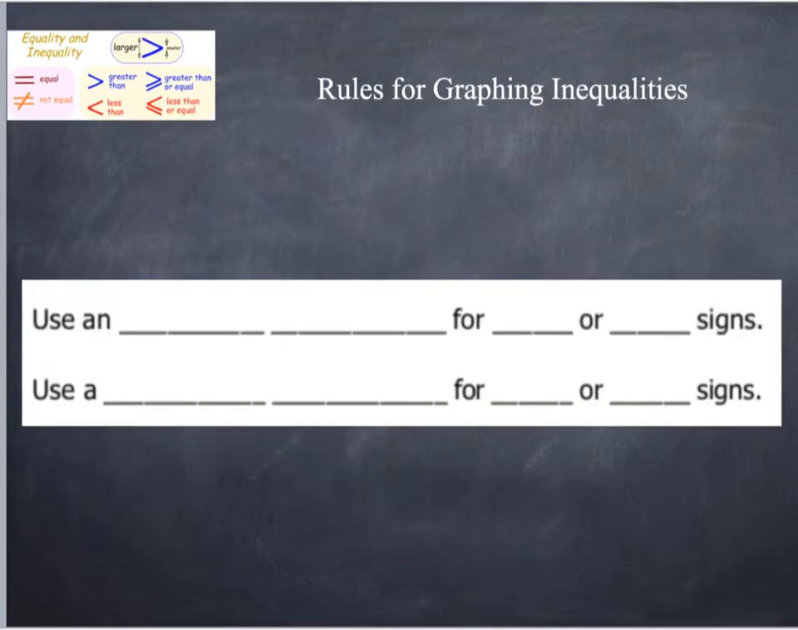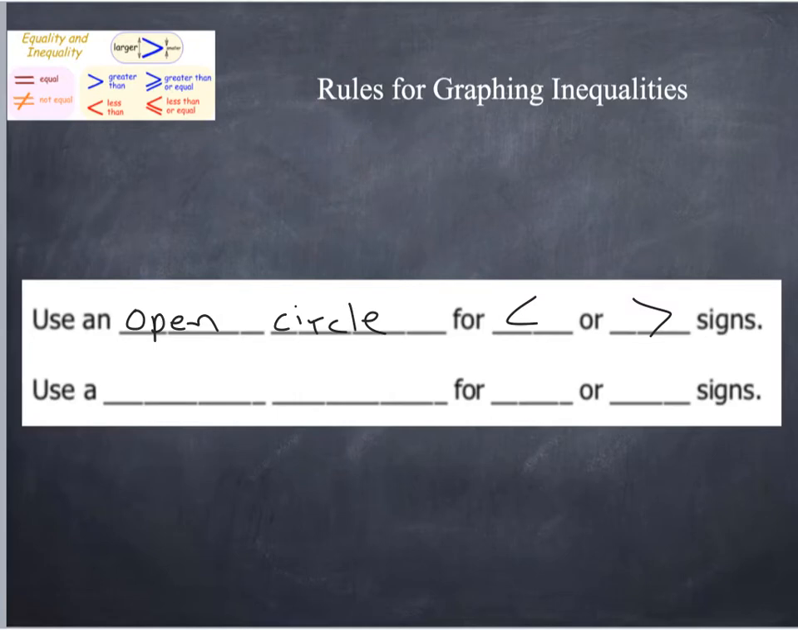So we're going to review how to graph inequalities. Now, when we're graphing inequalities, I want you to remember what I said a moment ago. If we have less than or greater than, we can't actually be equal to or the same as what's on the right-hand side. So because of that, when we're graphing this on a number line, we're always going to use an open circle when we have those less than or greater than signs.